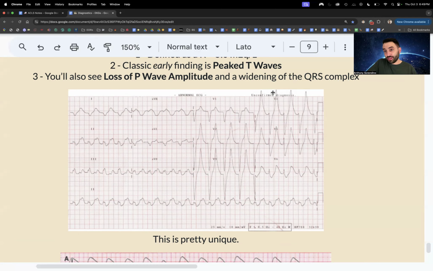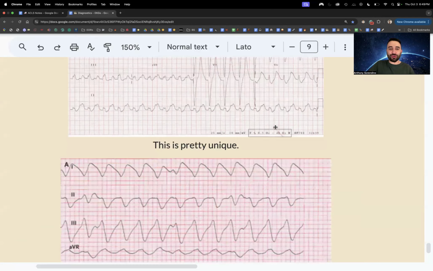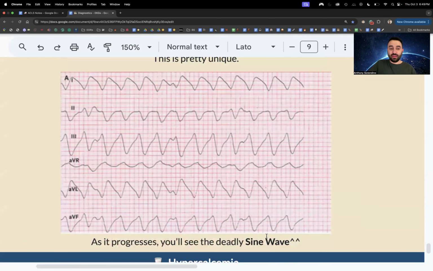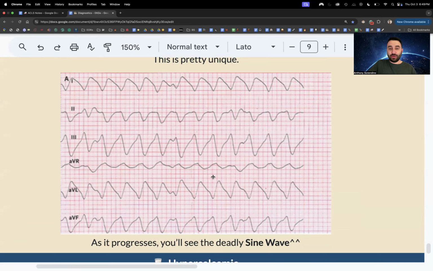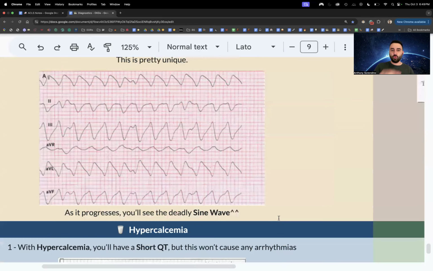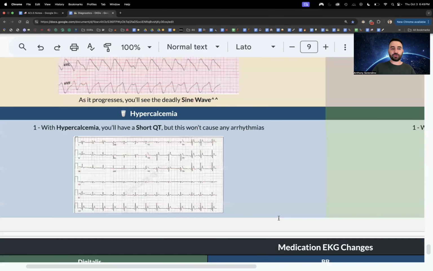It's off the paper. It's into the white section of the paper, in the margin. This is a sine wave. I actually saw this as well, and we ended up doing the full hyperkalemia protocol. We did bicarb, we did albuterol, we did insulin, and we had already given calcium gluconate. So it was pretty cool to see the same stuff we learned actually in practice.